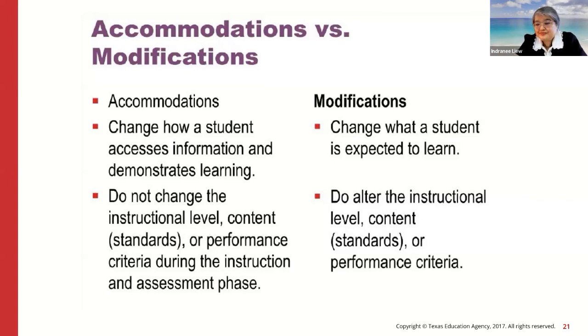Modifications is when the child cannot learn what the other students are learning. Even when I try to change the bit, like 1 to 5, 6 to 10, the child is also unable. Then we will have to change the instruction. So other children are expected to learn 1 to 20, this child maybe is 1 to 5 only.